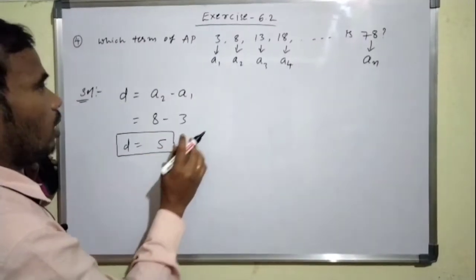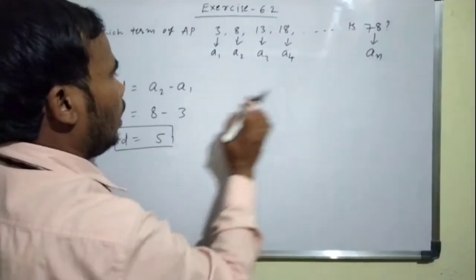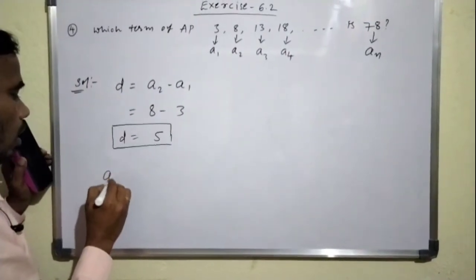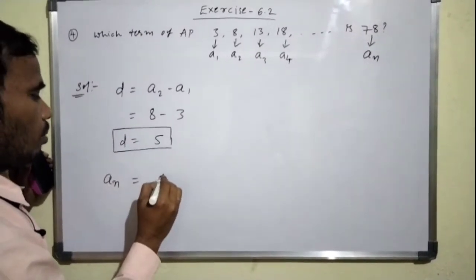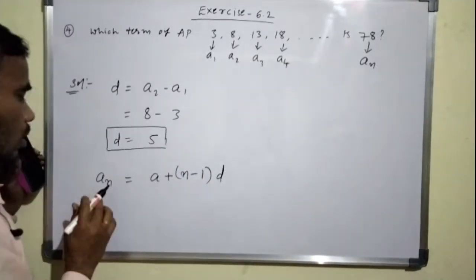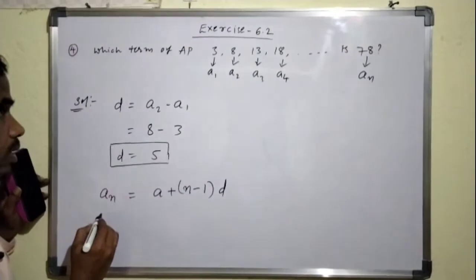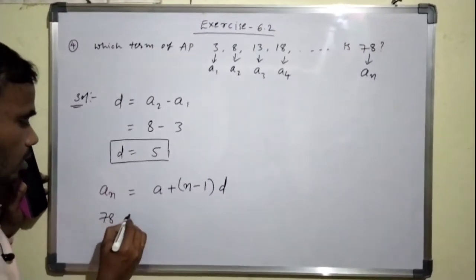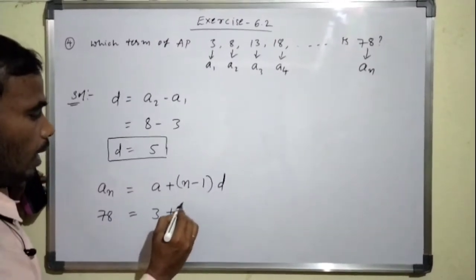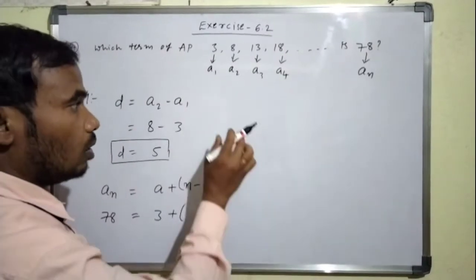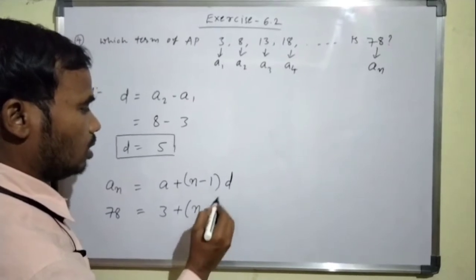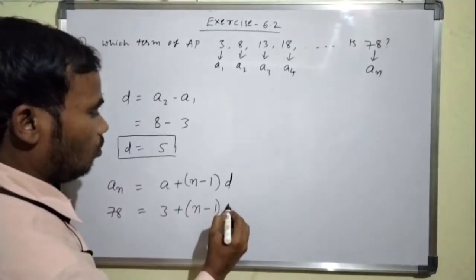Got it. And the nth term an, that is, the n value we are finding. So an is equal to, what is that formula? a plus (n minus 1) d. The an value is given, which is 78. And a is 3, plus (n minus 1) as it is, and d value is 5, so write 5.